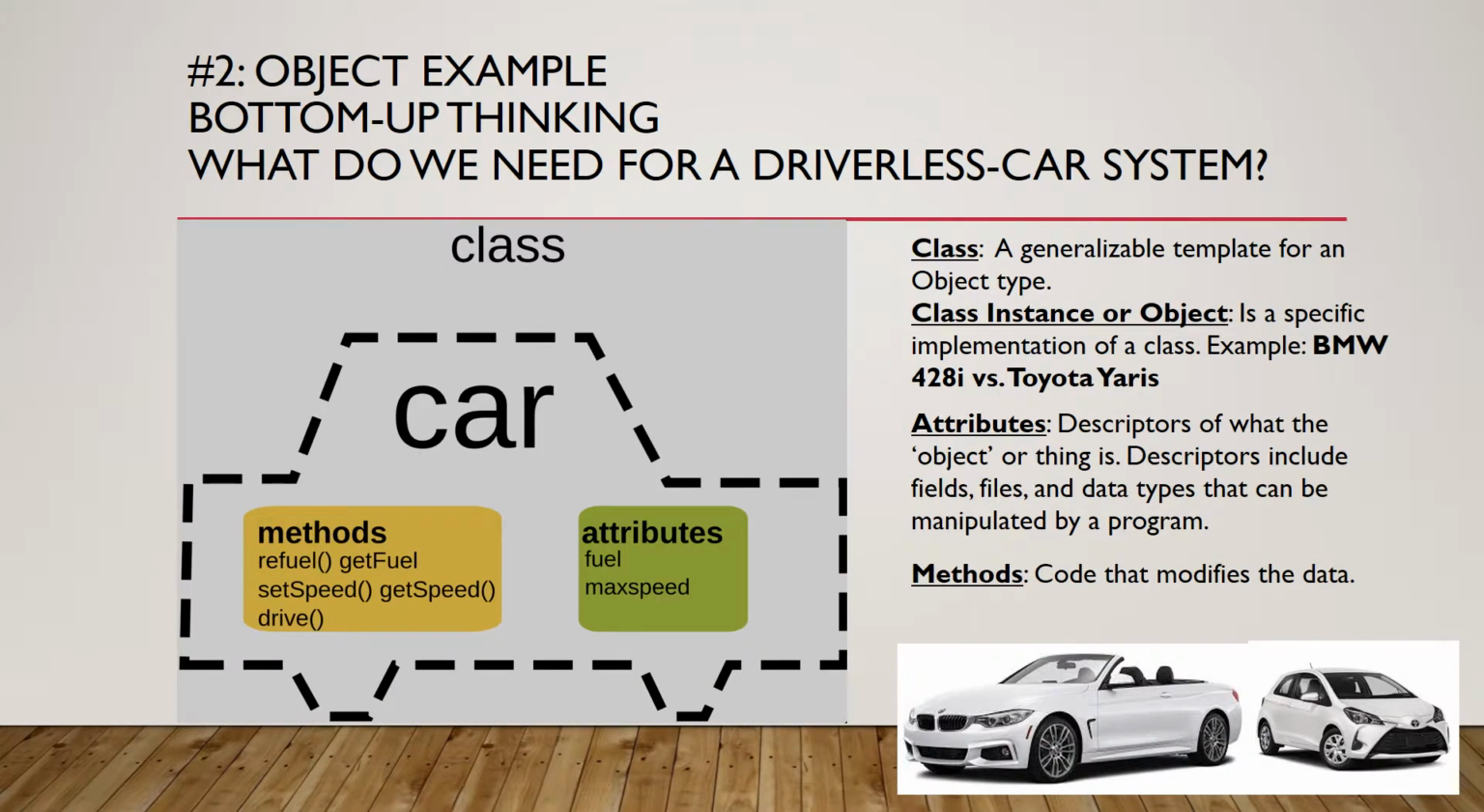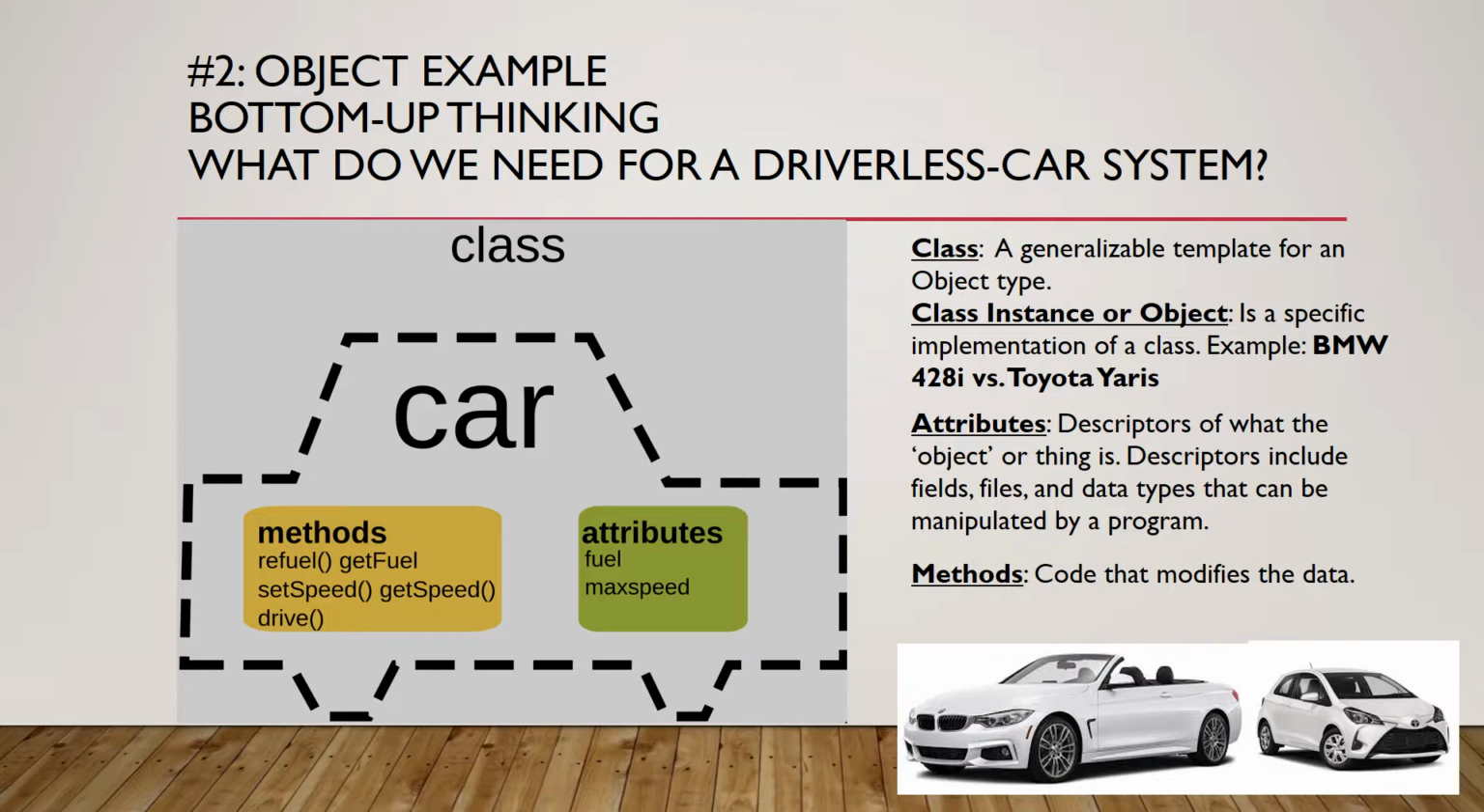Here's an example from the real world. Bottom-up thinking. What do we do for a driverless car system? Now maybe that's the definition of an entire system. We want to start looking at the particular objects that are in a driverless car system. First thing you think of is a car.